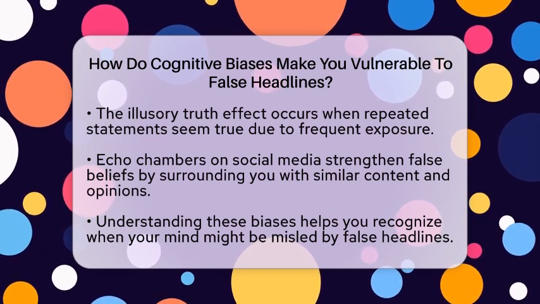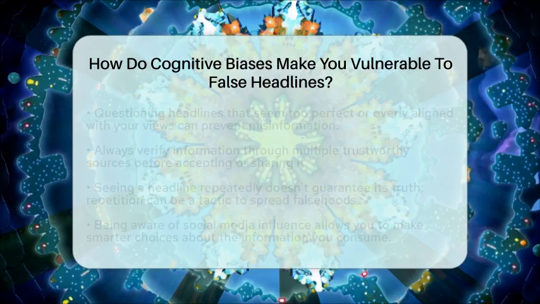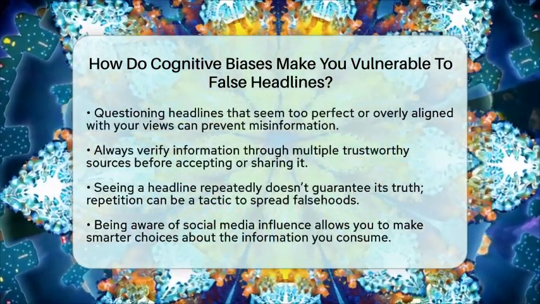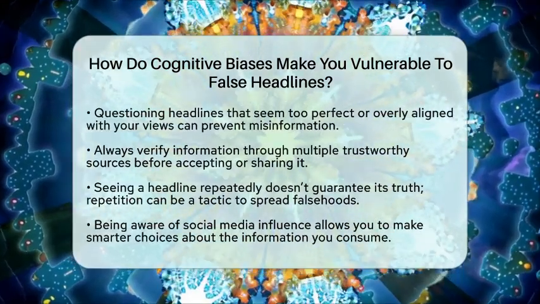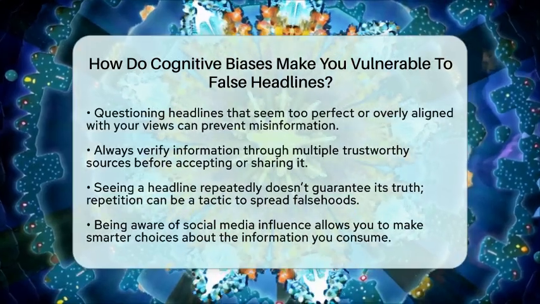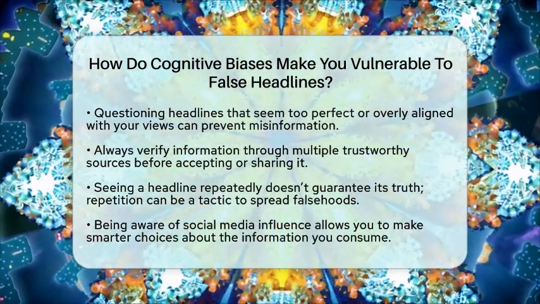When social media algorithms show you content similar to what you've interacted with before, they create echo chambers. These echo chambers reinforce false beliefs and make it harder to see the truth. The good news is that you can protect yourself. Learning about these biases helps you recognize when your mind might be tricked.